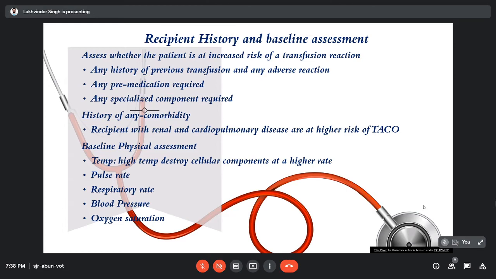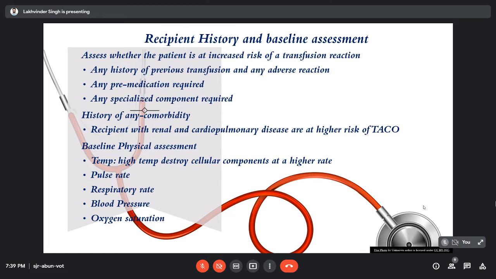First is the temperature, because if the patient is febrile and you transfuse platelet components to a febrile patient, then the destruction of the platelets is at a higher rate. You will not get the required increment. Pulse rate, respiratory rate, blood pressure, oxygen saturation. Because whenever there is a transfusion reaction, you need to know the baseline parameters.